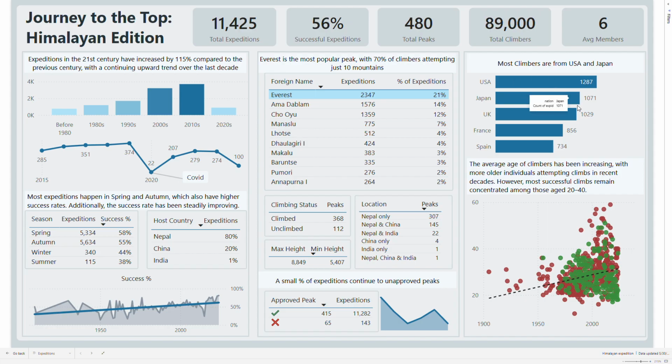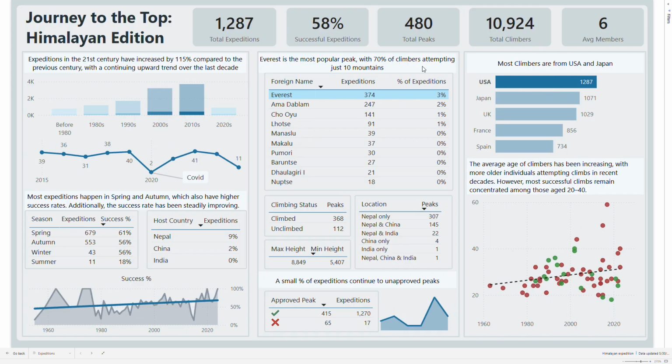This talks about the countries where all of the expeditors, all of the climbers come from. And if you click on the country, the rest of the page filters, so you can see only data related to the US.